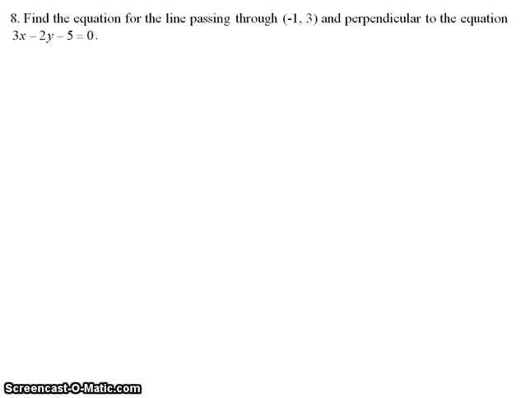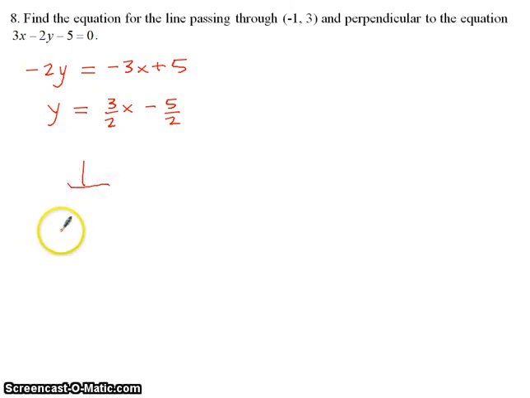Okay, on this one, we want to find the equation for the line passing through the point and perpendicular to that particular equation. So since I'm talking about perpendicular lines, I need to figure out the slope of this particular line. So let's solve for y and identify that slope. Okay, so solving for y gives us y equals 3 over 2x minus 5 over 2. And since I'm looking for a slope that's perpendicular, I need to take the negative reciprocal of the slope that we have. So I flip the 3 over 2, I have a 2 over 3, and make it negative.